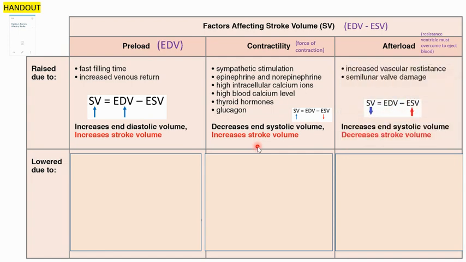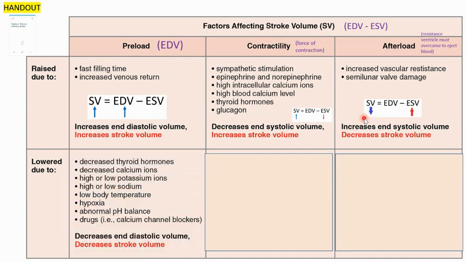So looking at afterload. Afterload, again, is the resistance the ventricle must overcome to eject the blood. If you increase vascular resistance, meaning you're making it harder to get blood into the blood vessel due to maybe valve damage, that means you're going to increase end systolic volume. The blood is going to stay in the ventricle because it can't leave. And if that's the case, look what's going to happen to stroke volume. It's going to decrease.